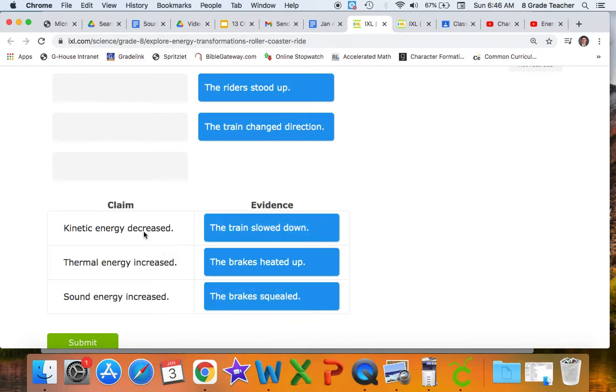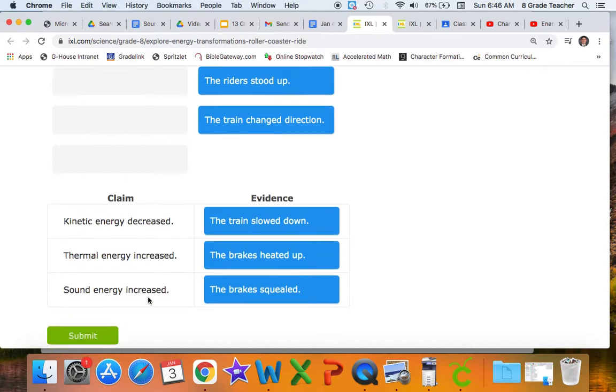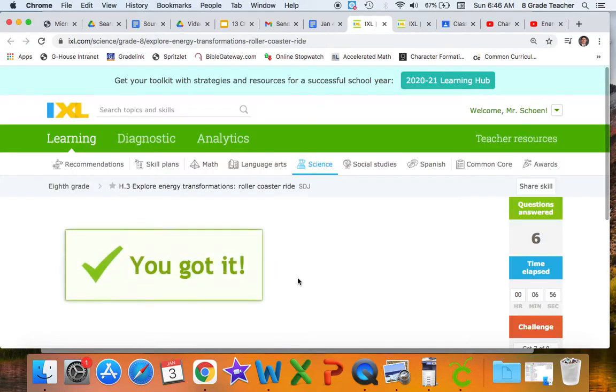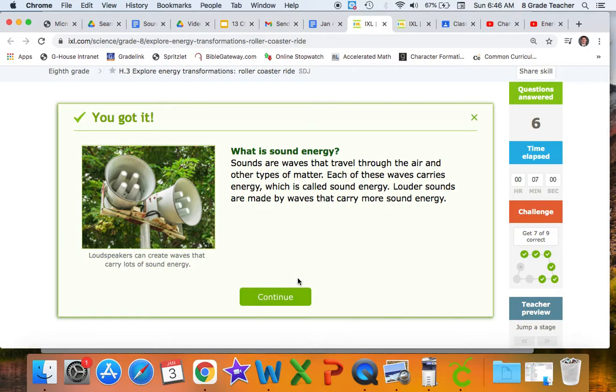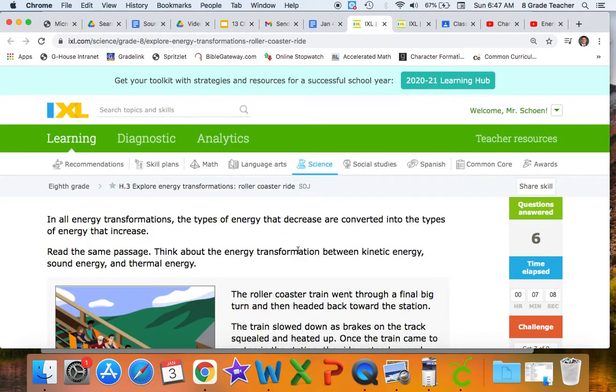Claim and evidence. So here's how we know that that energy transformation is taking place. See if we got it right. Nice work. What is sound energy? Sound energy are the waves that travel through air or other types of matter. Each of these waves carries energy, which is called sound energy. It's the vibration, it's the movement of those air molecules.